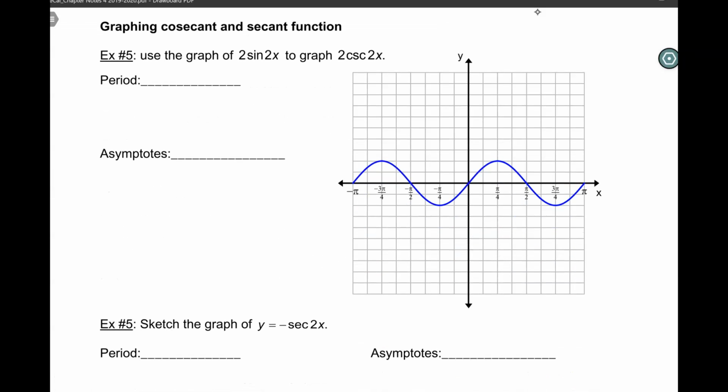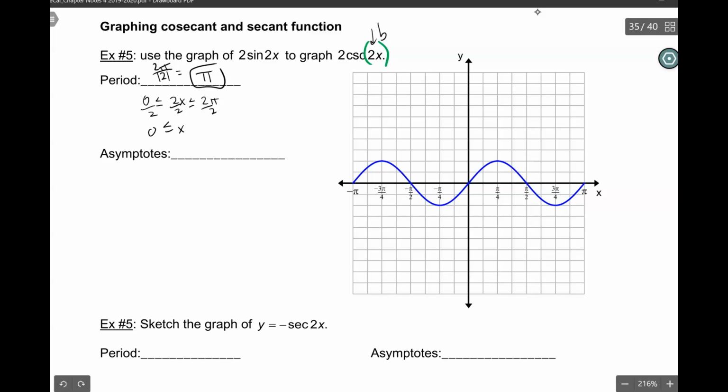So this first one, use the graph of 2 sine 2x to graph 2 cosecant of 2x. So remember, the period is going to be 2 pi over the absolute value of b. So 2 pi over this b, which is 2. This means the period is just going to be pi. Another way to do this, I would say 0 less than or equal to 2x less than or equal to 2 pi, divide by 2 everywhere. And I'm going from 0 to pi.